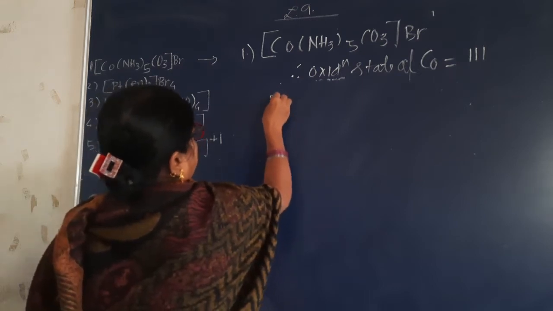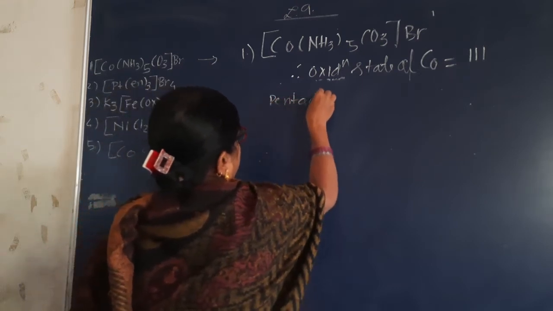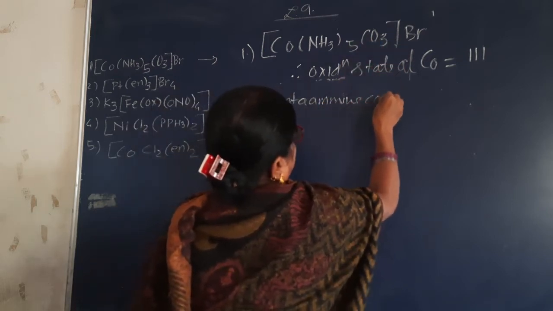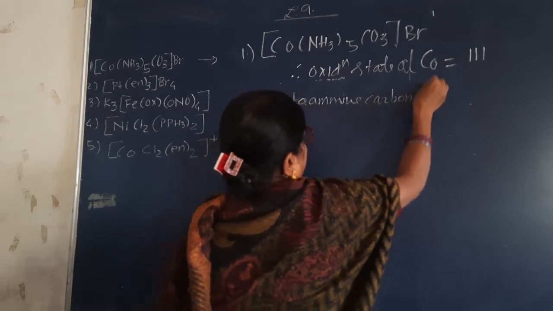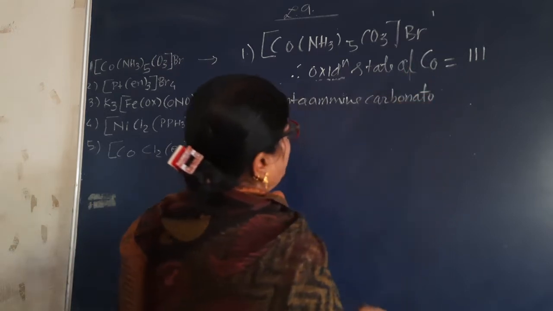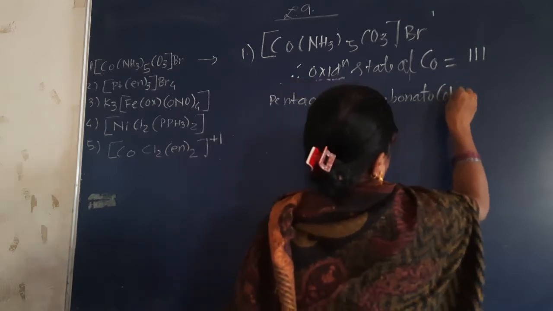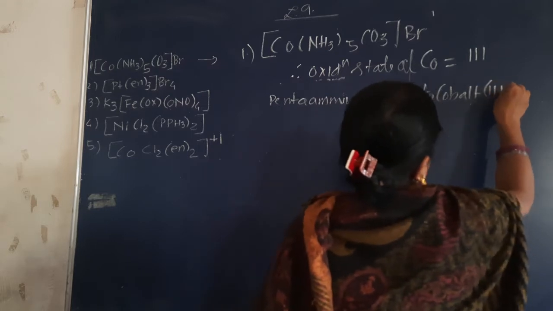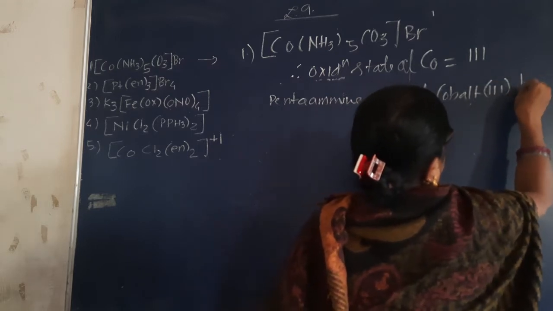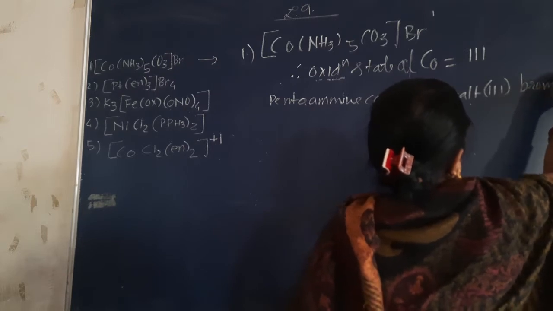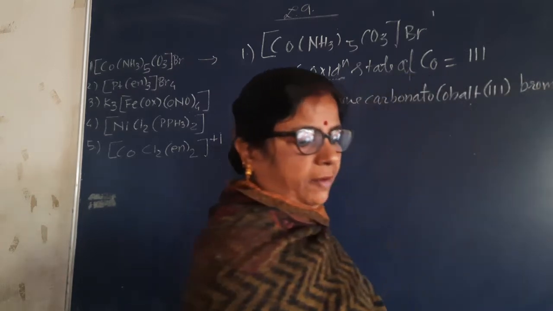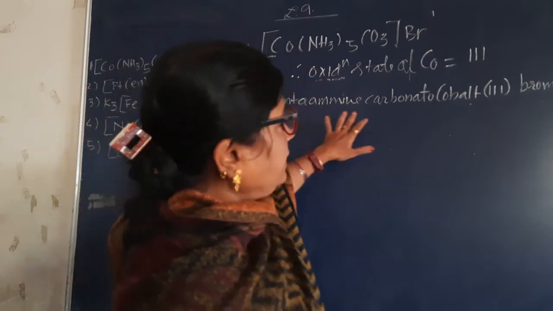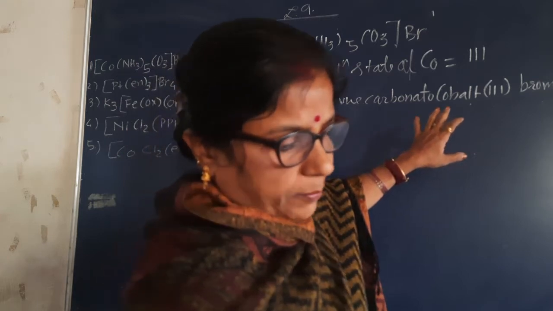It will be pentaammine, carbonato, cobalt, the central metal atom cobalt, and oxidation state Roman 3. Put some gap and write here bromide. This is the IUPAC name of this compound. See carefully. Pentaamminecarbonatocobalt(III) bromide.